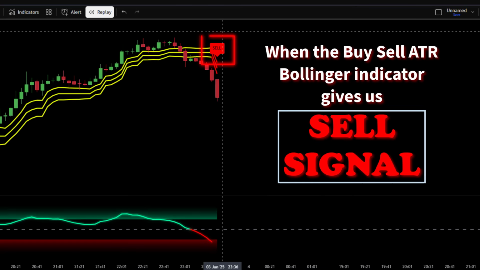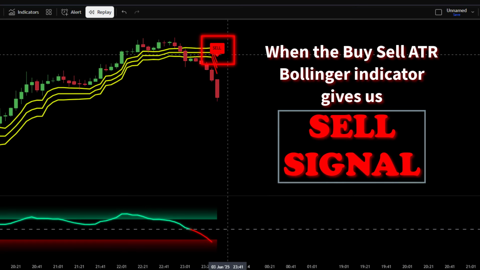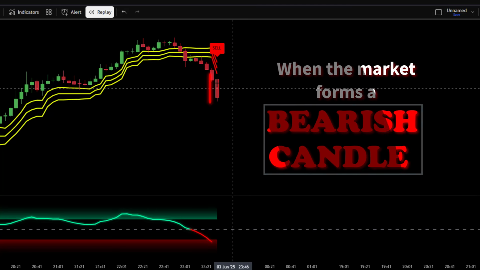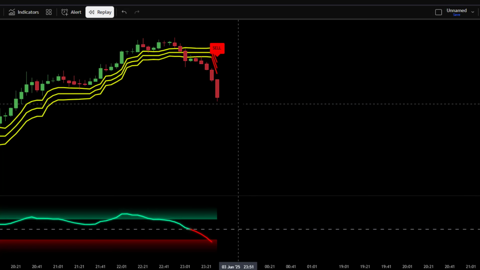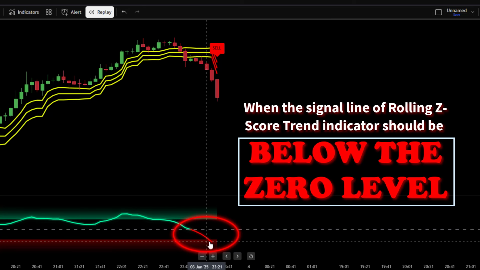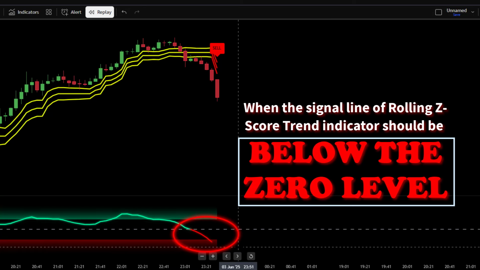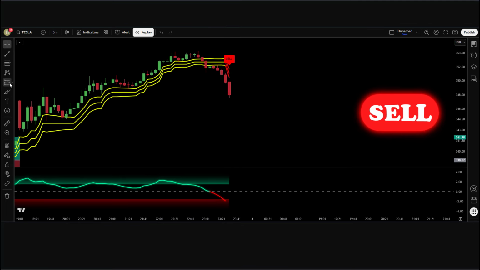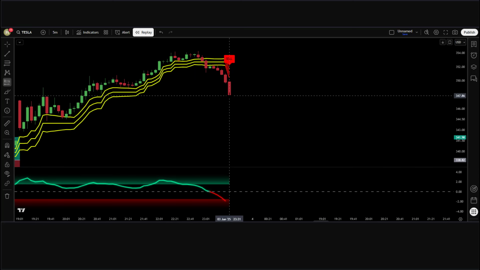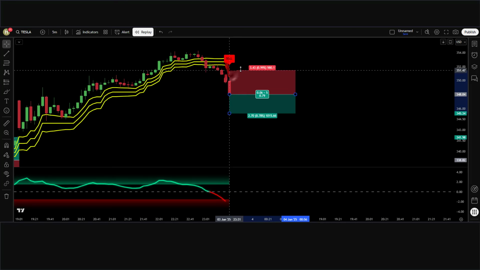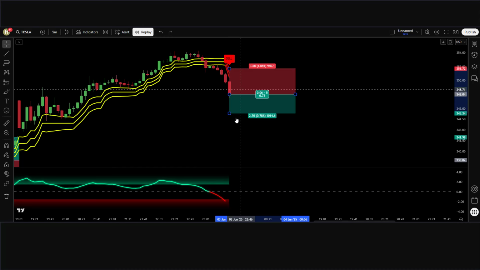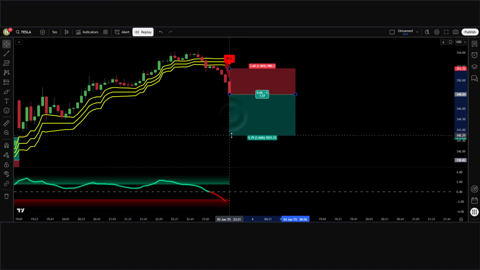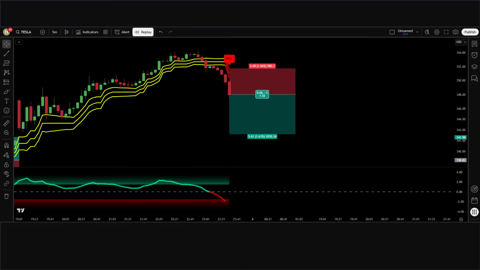When the Buy-Sell ATR Bollinger indicator gives us a sell signal, when the market has formed a bearish candle, and when the signal line of the Rolling Z-Score Trend indicator is below the zero level, if these conditions are fulfilled, then we will place a sell order. Our stop loss will be placed at the red upper line of the Buy-Sell ATR Bollinger Band indicator, and the risk-to-reward ratio will be 1:1.5.